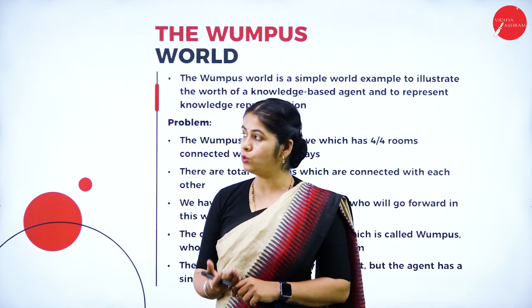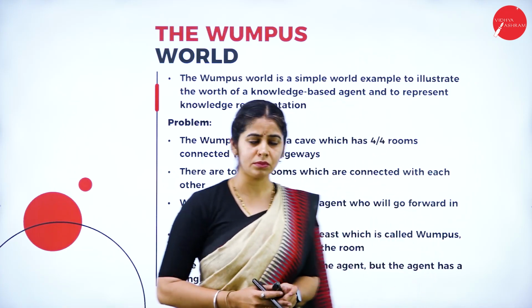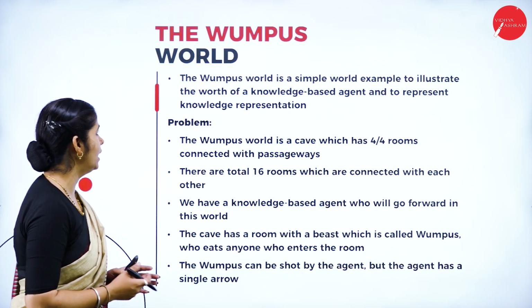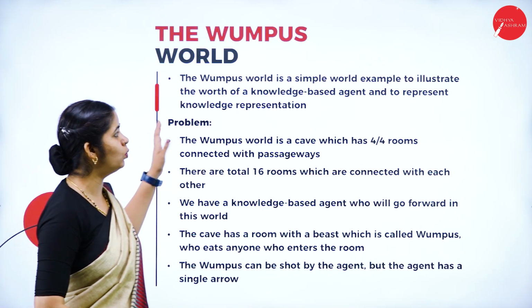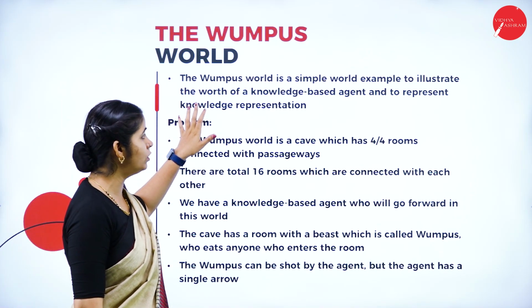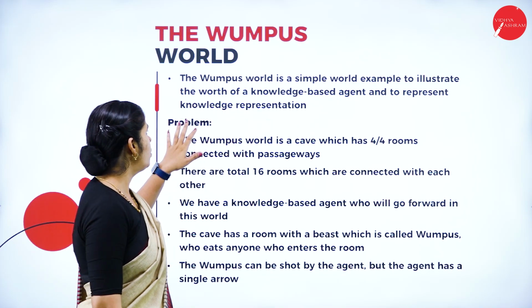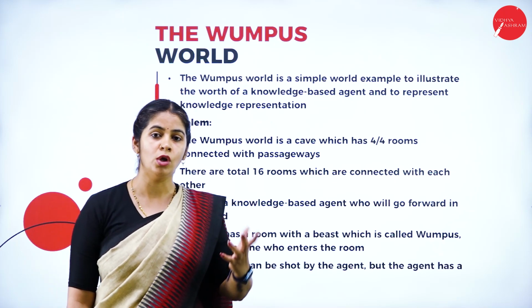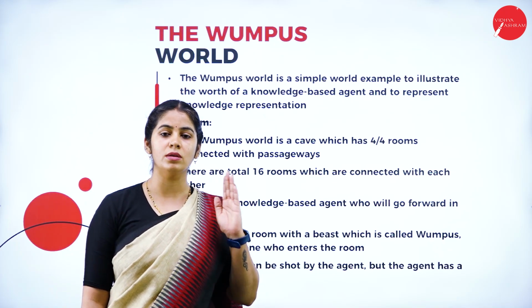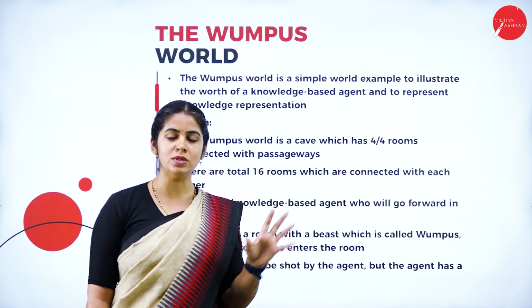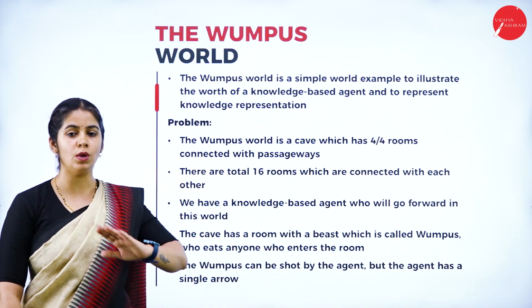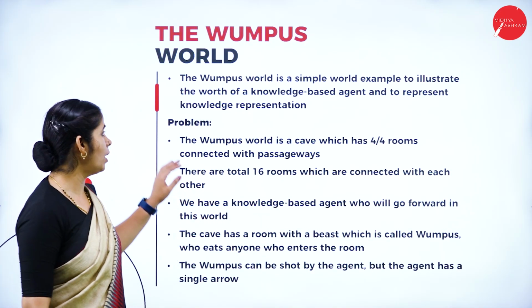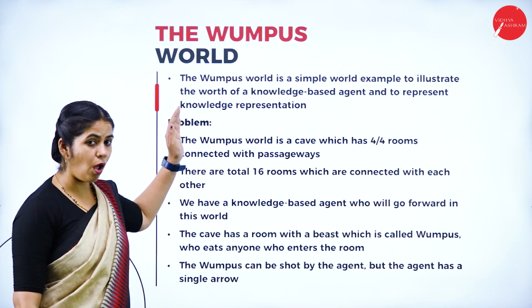So let us see what the Wumpus world problem is. It is a simple world example to illustrate the worth of the knowledge based agent in representing knowledge. Why are we solving this problem? Just to illustrate that we can solve these types of problems using artificial intelligence with the help of knowledge representation.